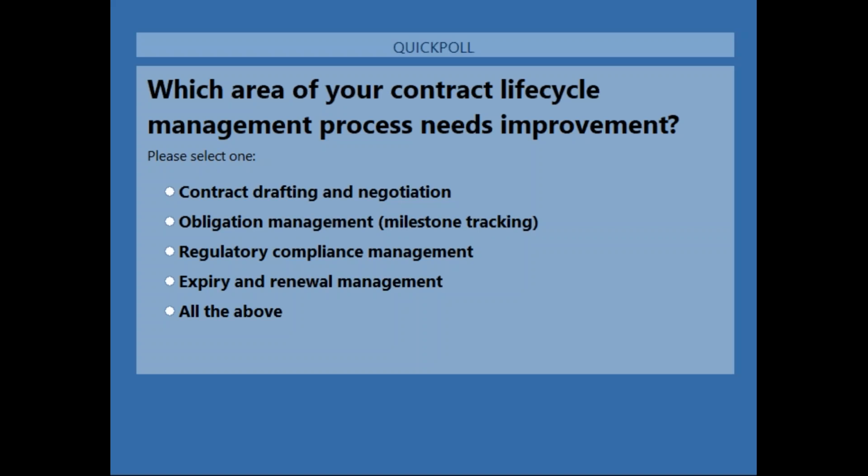So A, contract drafting and negotiation, or is obligation management and milestone tracking the area that needs the most improvement? Regulatory compliance management is your choice for C, or D, expiry and renewal management. For those of you who say, oh, it's all got to be updated, E is your choice. So again, A, contract drafting and negotiation. B, obligation management, including milestone tracking. C, regulatory compliance management. D, expiry and renewal management. Or E, all of the above. And we'll hold this open for 15 or 20 seconds or so. And please do keep those questions coming in.